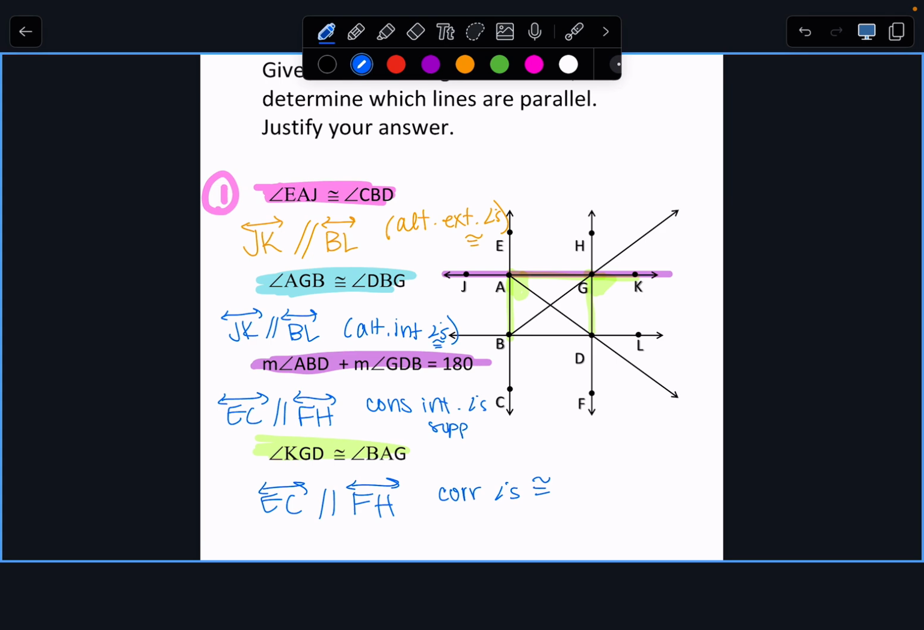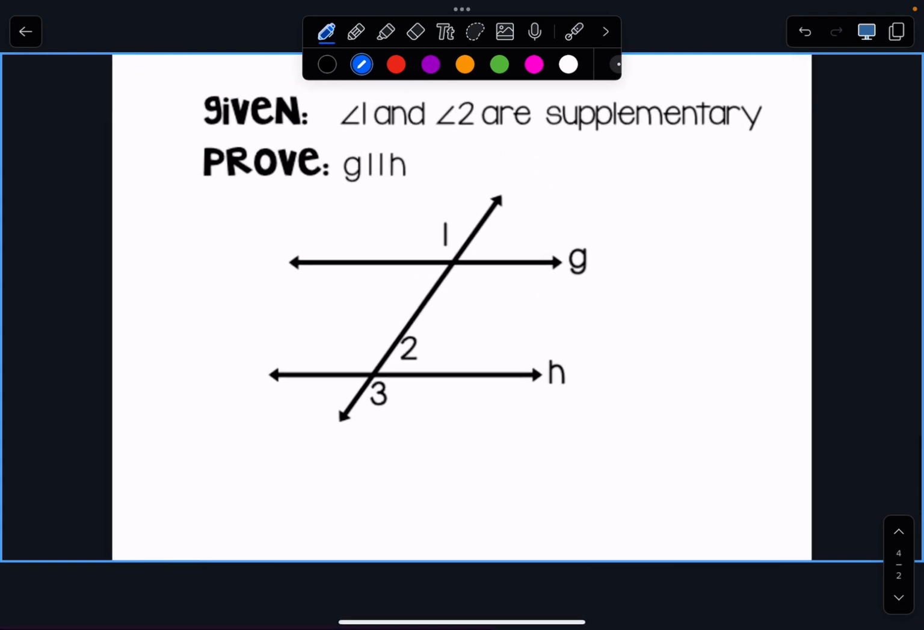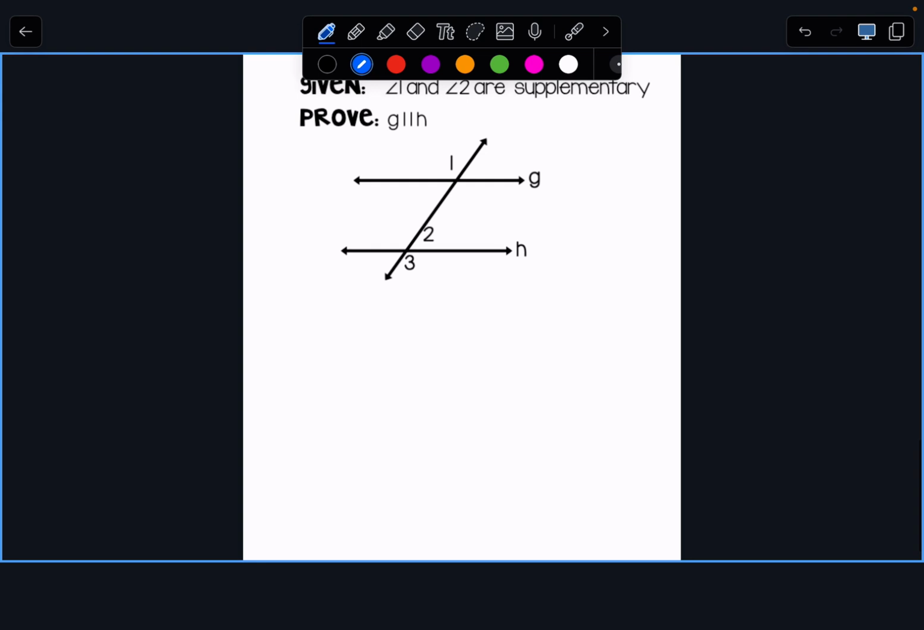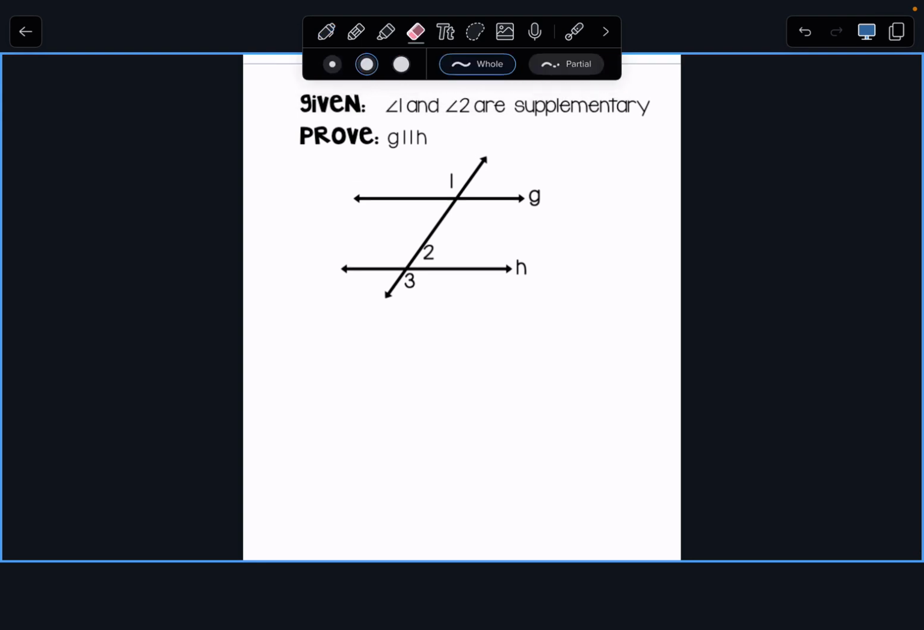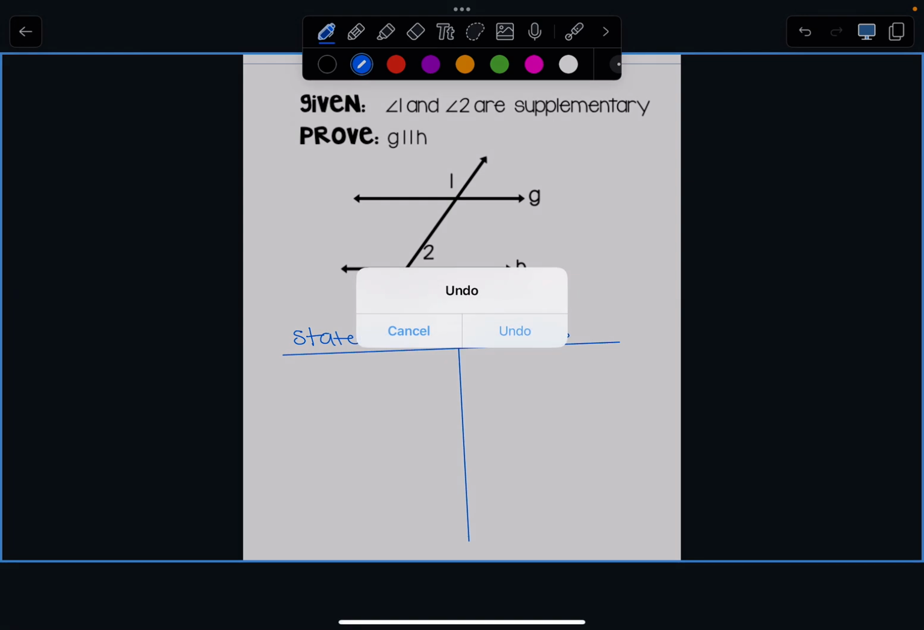Let's write a proof. No. Let's not do that. Let's. You are not done with proofs until January. Literally might be the worst thing I've ever done. You guys. Well, I'm not being dramatic.